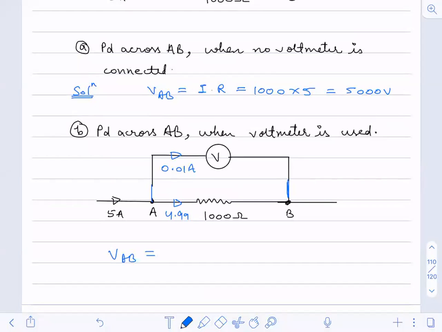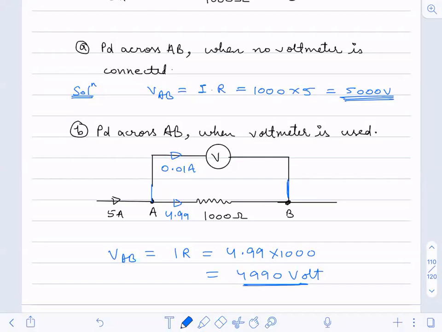What is the potential difference across AB? It is I into R. What is I? 4.99 into 1000. What will you get? 4990. Is there an error or not? Yes. Why is it coming? Why is this difference of 10 volt coming?